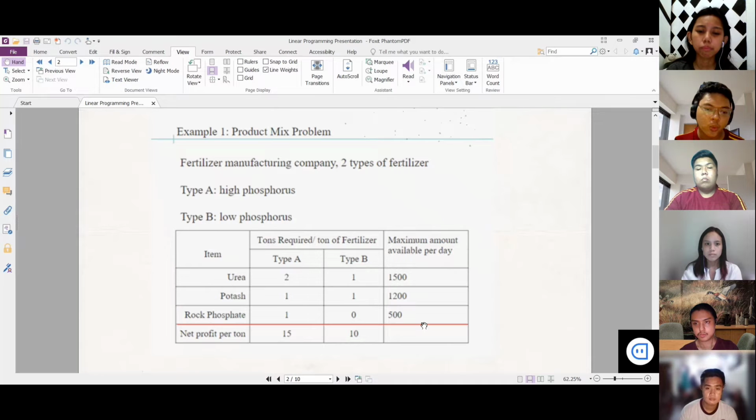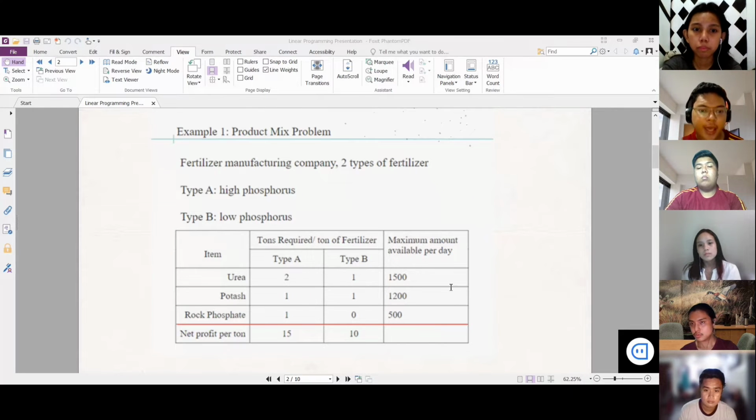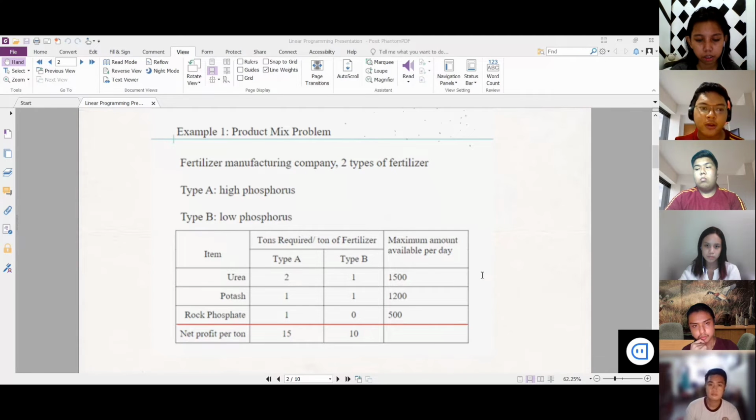So in order to interpret the constraints, urea requires 2 tons for type A fertilizer and 1 ton for type B, and its maximum amount available per day is 1.5. We can write that mathematically as 2x plus y less than or equal to 1.5. That's the simple way to find the constraint when a table is given.